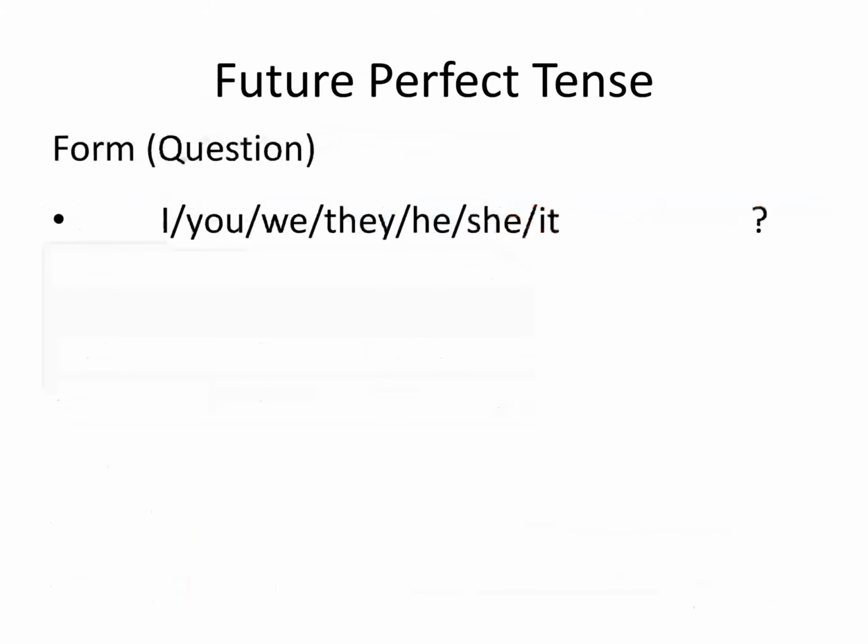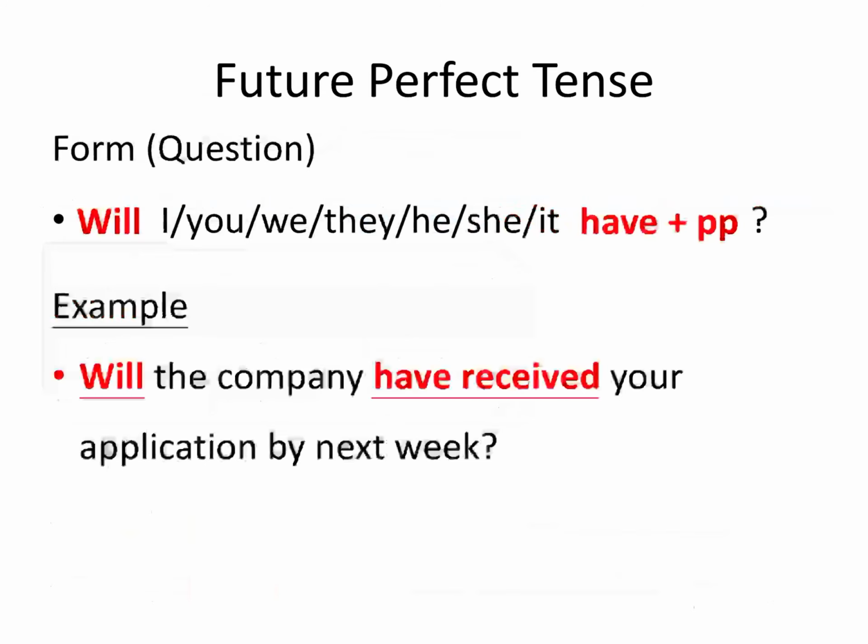As for questions, again, we start the question with the first part of the verb, will, and then it's followed by the subject and the other parts of the verb, have plus pp. Please note that it must be have, but not any other form of have, such as has or had, since we can only use bare infinitive after will. Example: will the company have received your application by next week?